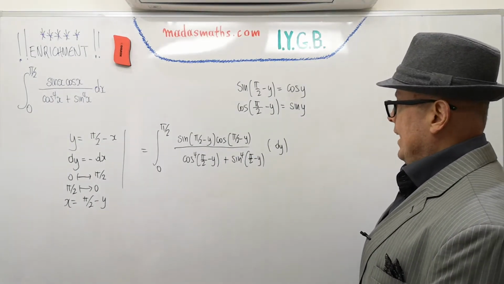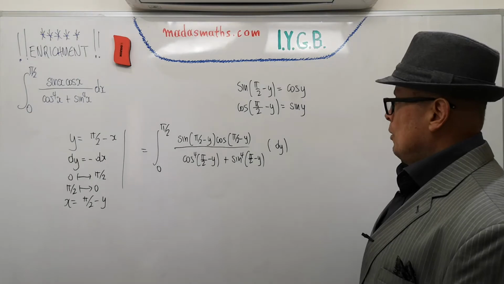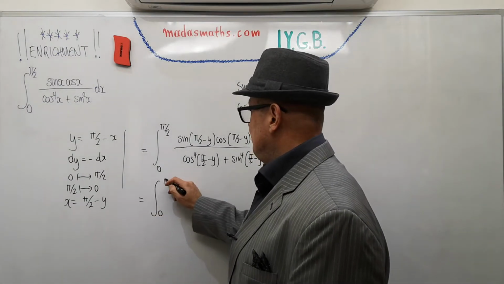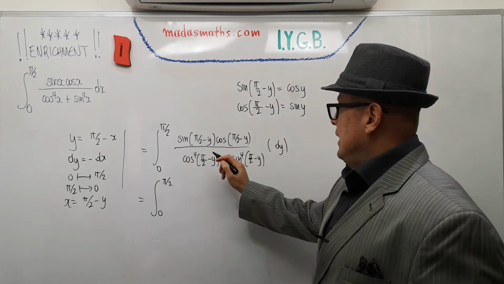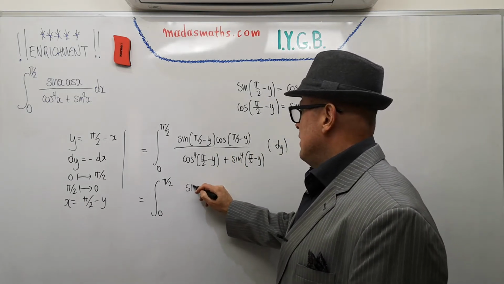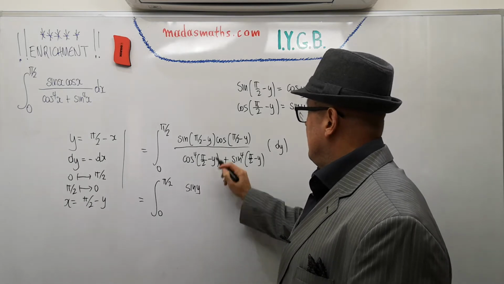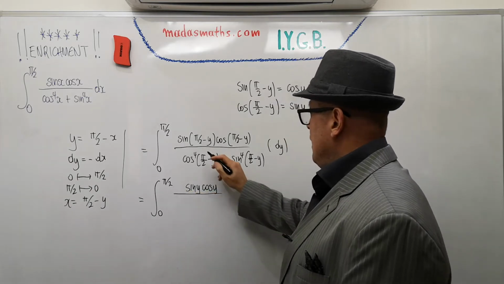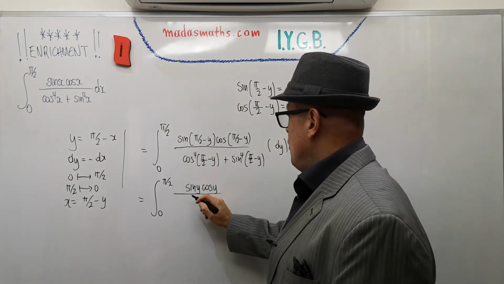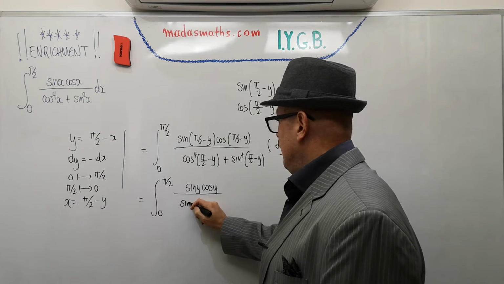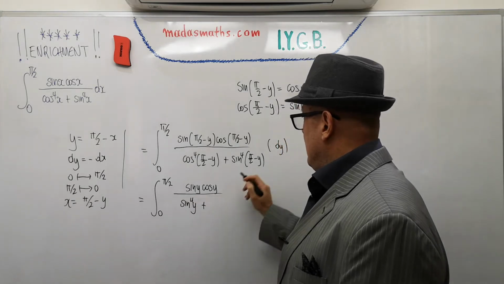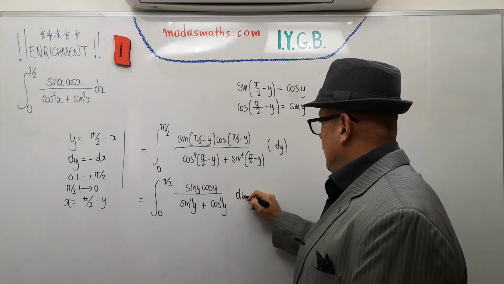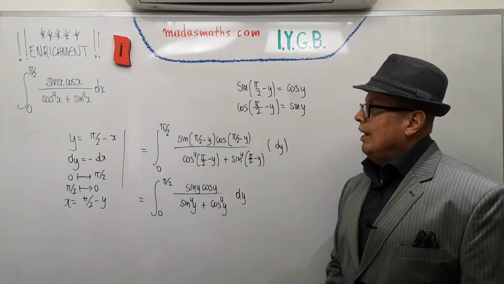So what's going to happen is you will have made zero progress. After this substitution, you get the sine of y from the first factor, and from this one you get the cos of y. The cos to the 4 becomes the sine to the 4 of y, plus the sine to the 4 becomes the cos to the power of 4 of y, dy.